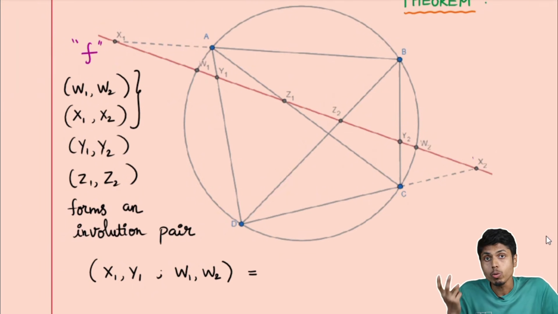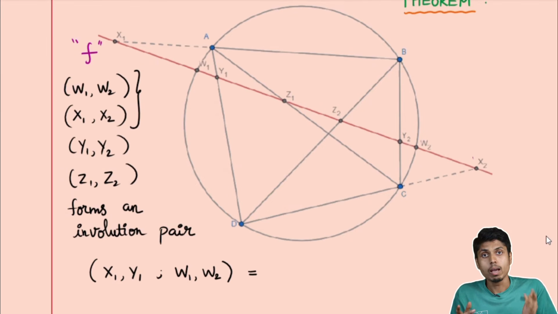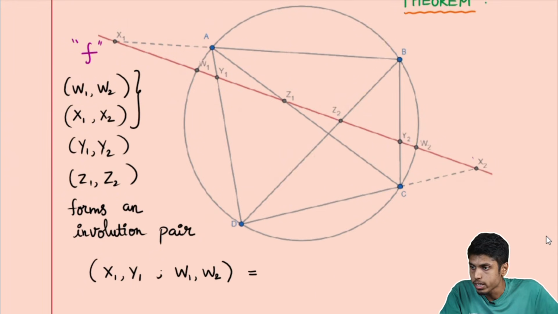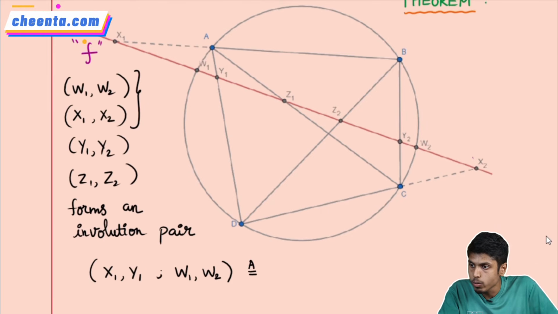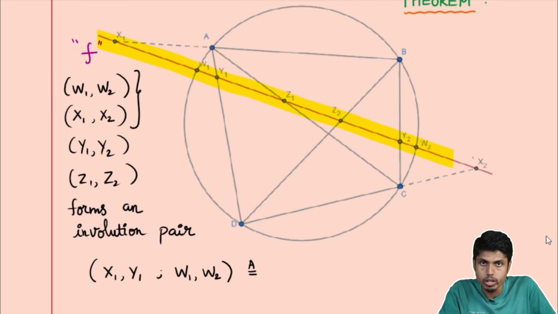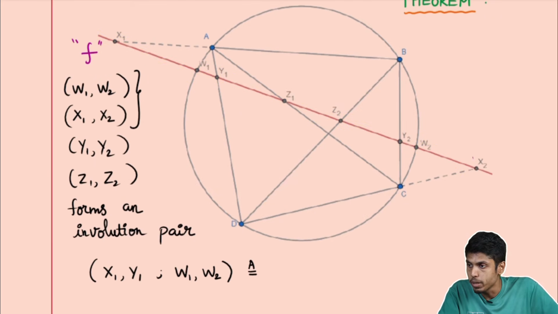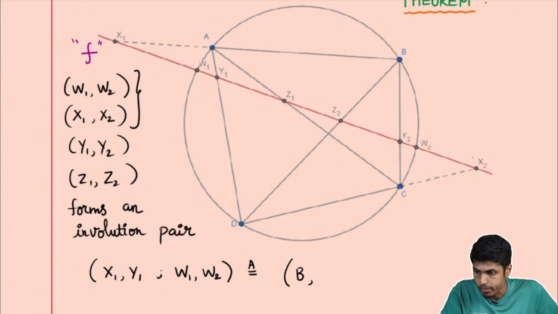Mind you, two involution pairs define a unique involution for any configuration, be it points on a line, points on a circle, or concurrent lines, famously known as a pencil of lines. So let's project about the point A. When you project, x1, y1, w1, w2 are collinear points. They are now mapped to concyclic points. x1 goes to B, y1 goes to D, and w1 stays at w1. We are projecting to the circle.